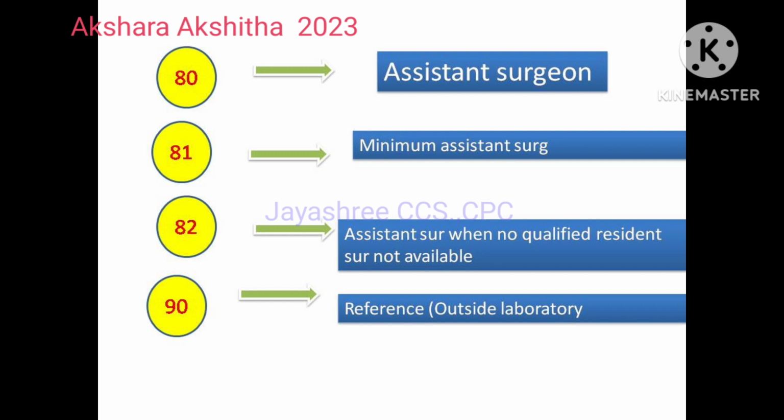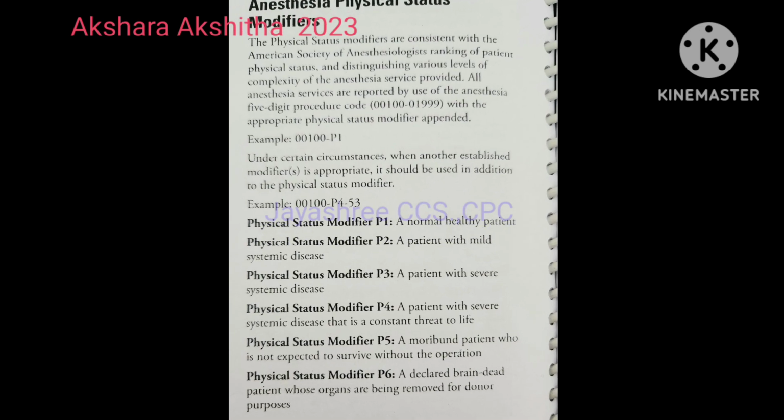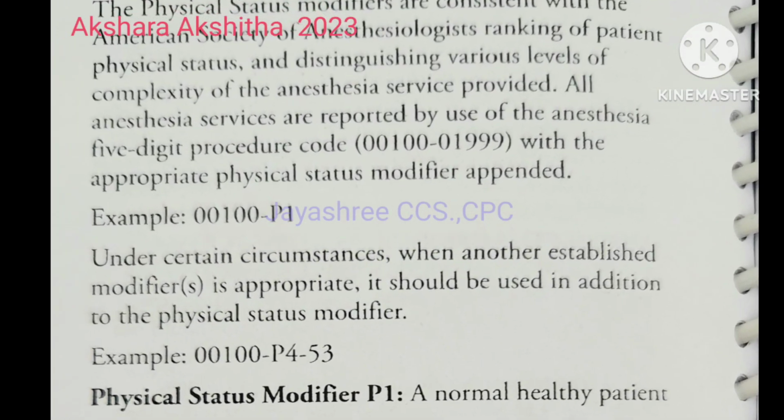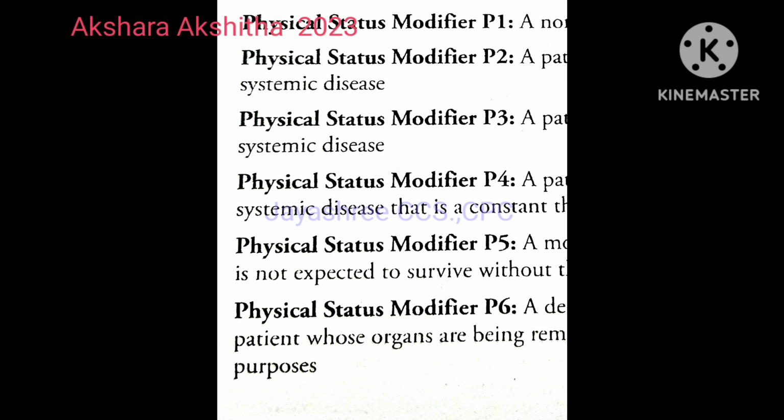So the next modifiers: we have anesthesia modifiers and HCPCS modifiers also. We'll start with the anesthesia modifiers. What are the anesthesia modifiers? These modifiers we have to append only to anesthesia CPT codes. The code range is from 00100 to 01999. Only for this series do we need to append these anesthesia modifiers.